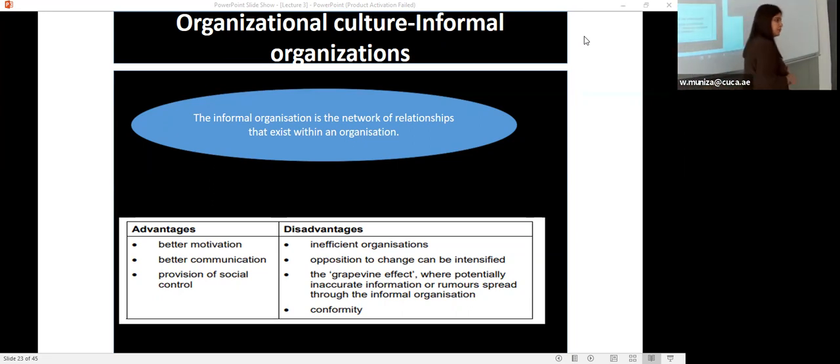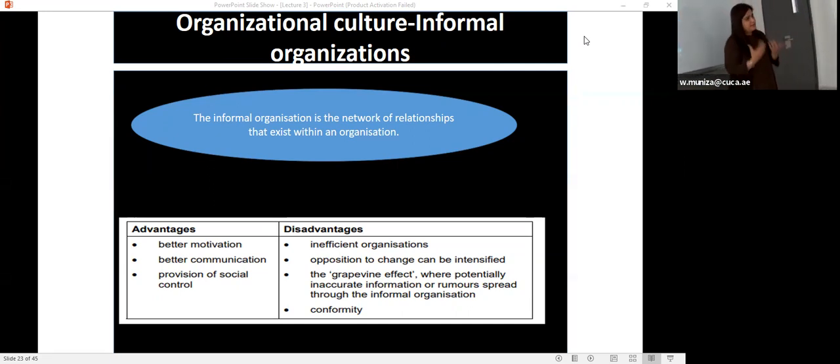Provision of social control. In the case of the informal organization, social control can be exerted. And whatever has to be brought into the sight of the persons can be communicated through the informal network. For example, if any objective is not achievable by the management with the help of the formal structures, they can bring that issue up in the informal organization and it can be addressed in a much better manner, and the persons will be ready to achieve that particular goal.